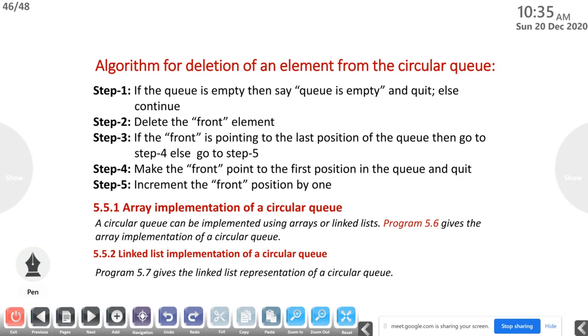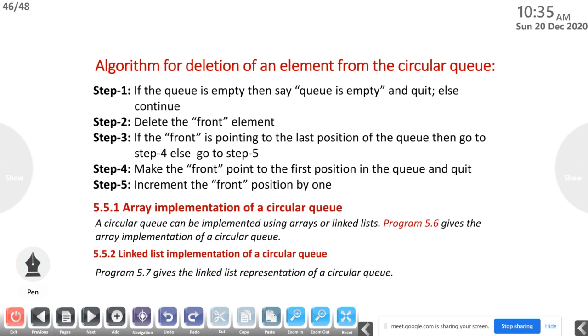Then two programs are there: 5.1, array implementation of a circular queue, and program 5.6 that you have to go through. The circular queue can be implemented using an array or a linked list. Program 5.6 gives the array implementation of a circular queue. The program is there in your textbook. Just go through the text. Then the next one, 5.7, gives the linked list representation of a circular queue. So two programs are there.